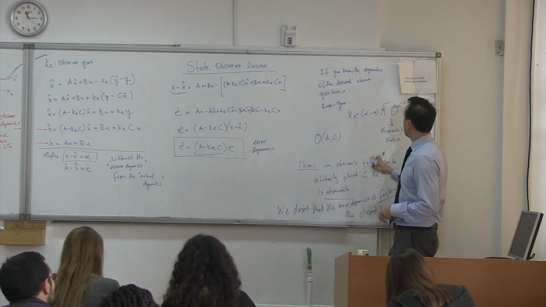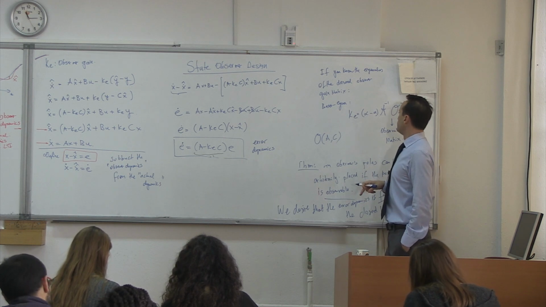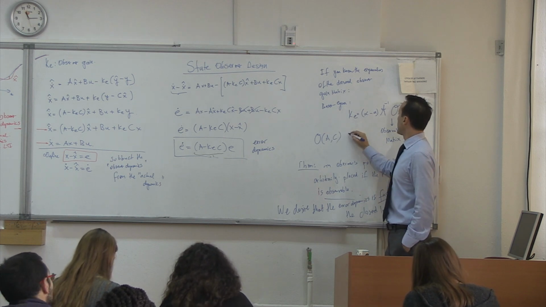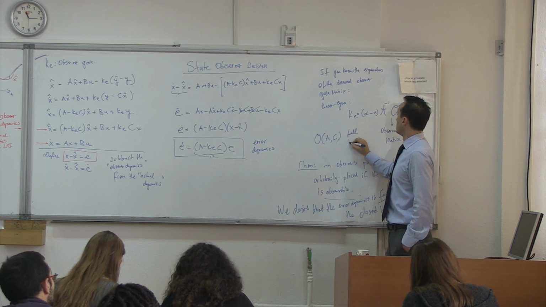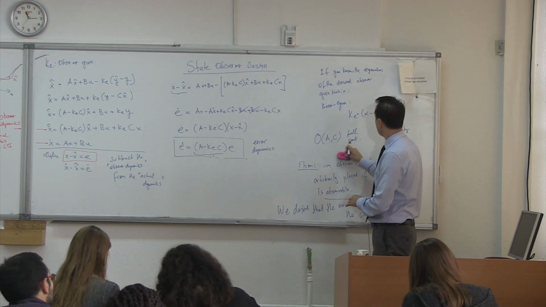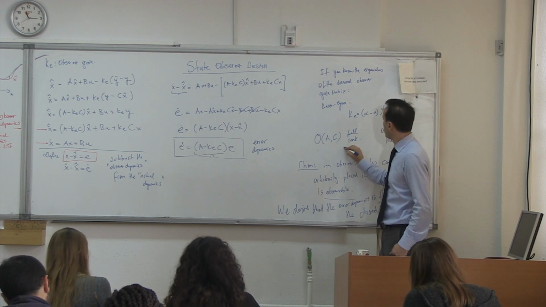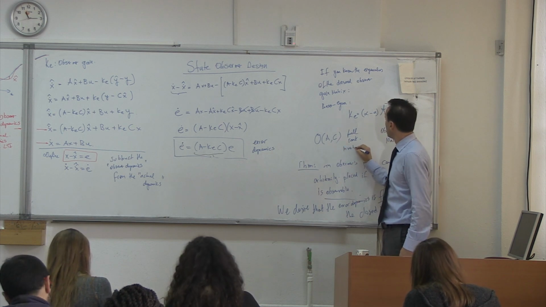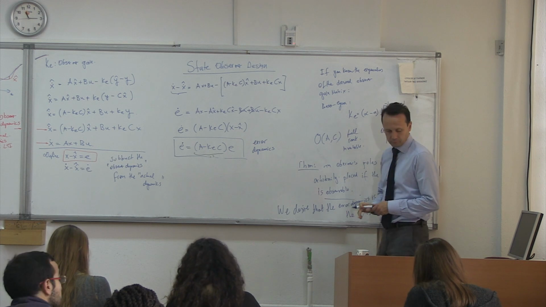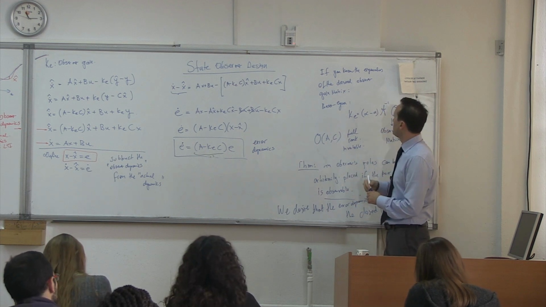If the observability matrix is full rank, which means it is invertible. Right? Again, this is for a single input system, by the way. Okay?